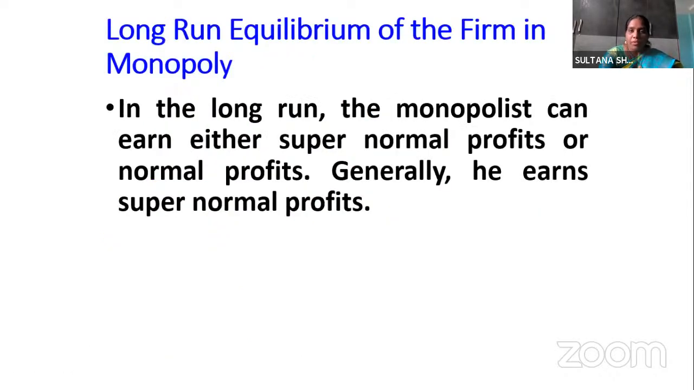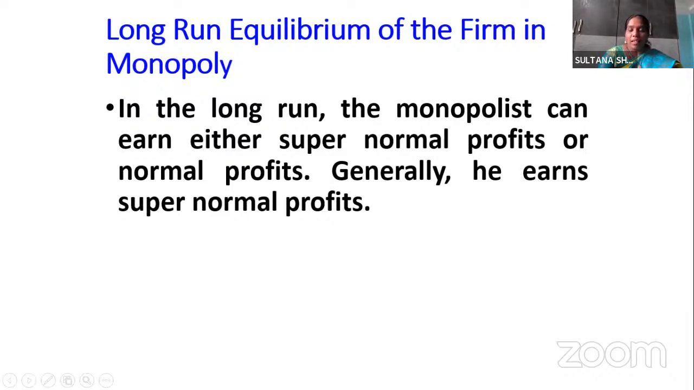So far we discussed that in the short term the firm is getting losses, or normal profits. We understand. Now, let us see long run equilibrium of the firm in monopoly. In the short run, the monopoly may get profits, losses, or supernormal abnormal profits. But in the long run, the monopolist can earn either supernormal profits or normal profits. Generally, he earns supernormal profits.